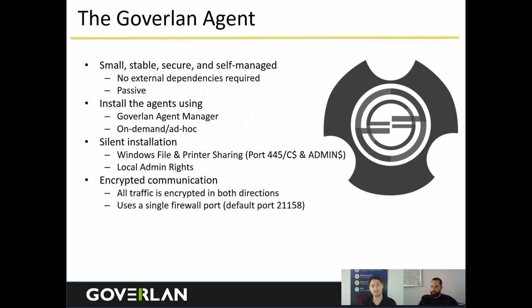And the installation is completely transparent to the end user. It's not going to cause a restart on their machine or a screen flash or something like that. You can add and remove the agents as many times as you want, and you can see we're going to use port 445 for agent deployment. After the agent is deployed, all communication from the console to that agent uses a single firewall port configured by you, with the default one being 21158.